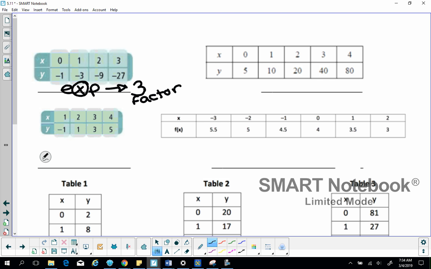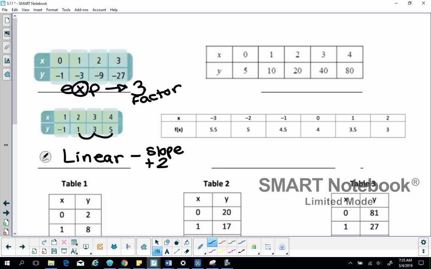What about this one right here? Even from here, 1, 3, 5. Is it adding or is it multiplying? Adding. So what would it be? Linear. And it would have a slope of 2. Because when it's linear, it's adding, that's your slope. When it's exponential, it's multiplying, that's called your growth or decay factor. Does that make sense?